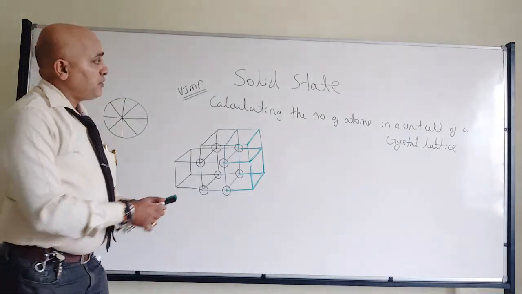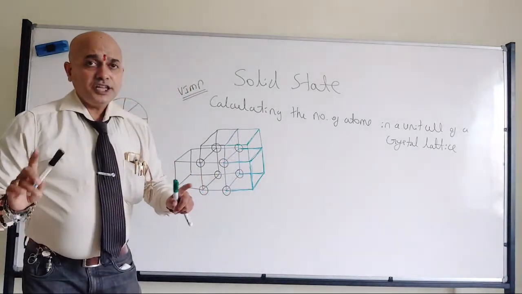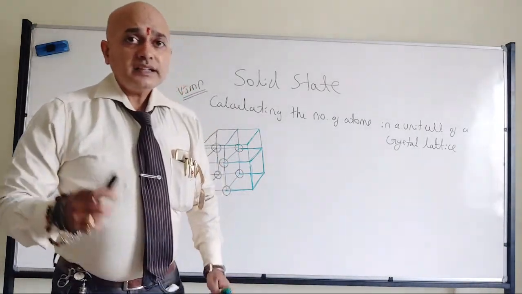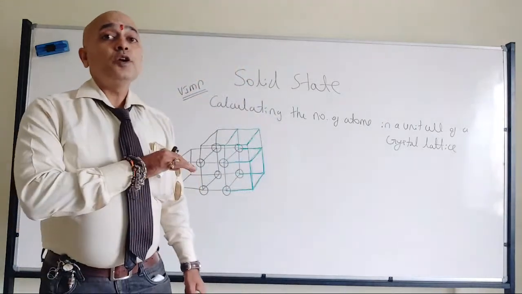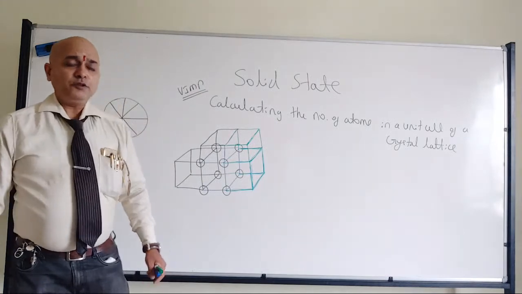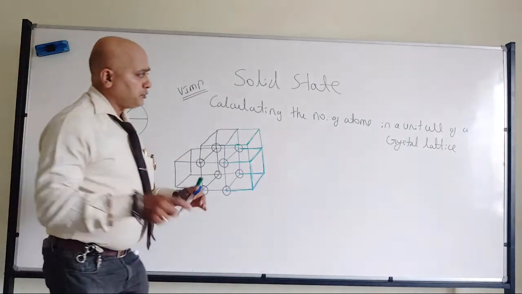Fine. So when it comes to calculating, the picture is not required. In your exam, if they ask to calculate the number of atoms present in a primitive unit cell, no pictures are required. To make you understand, I have written these things. It's not required. It's only for 2 marks.